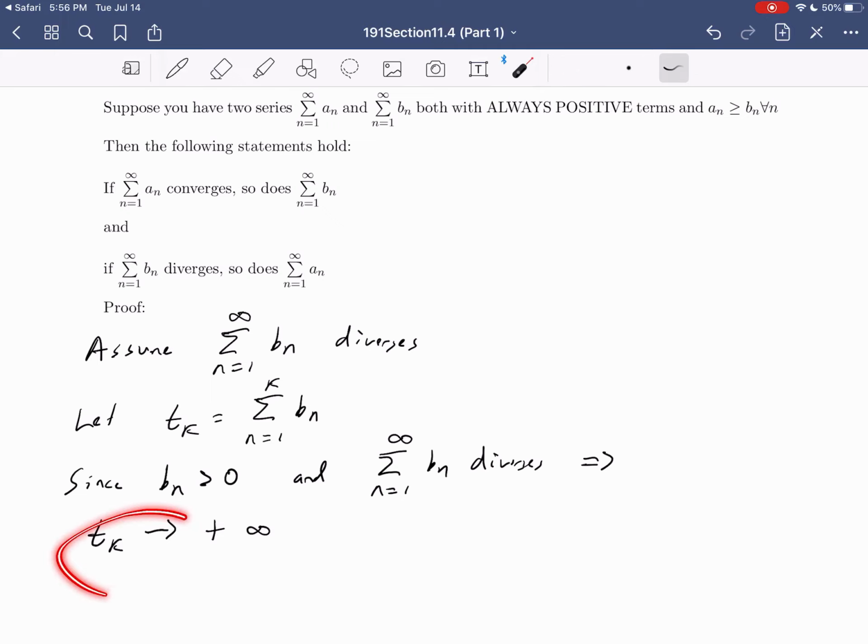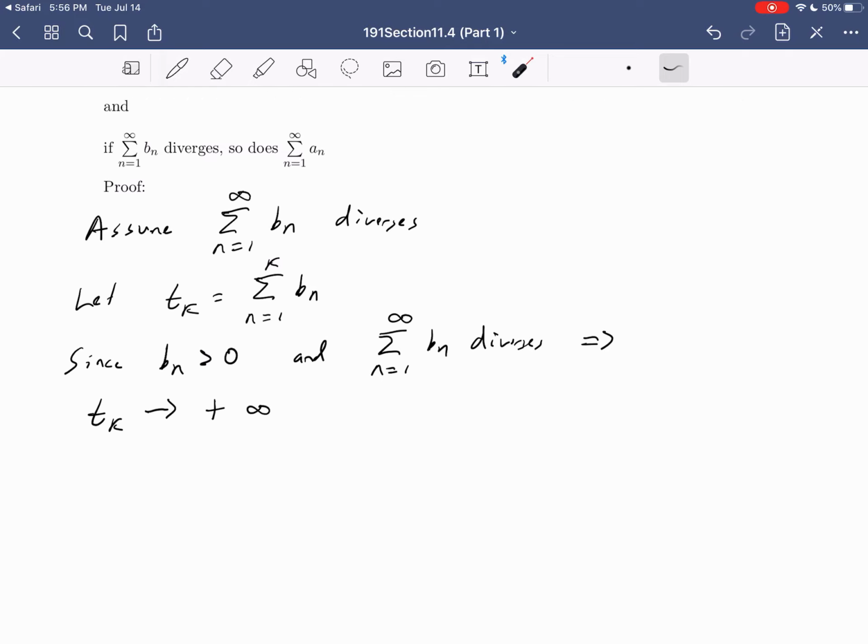Well, how do we know that? Well, again, if the B sub n's are always positive, then as you're adding things, it's just getting larger and larger. It can't be headed to negative infinity, and it can't be oscillating, right? It can't be bouncing up and down because it's always just increasing. So if you're always increasing but you diverge, there's only one place you could be headed, and that's positive infinity. So we know T sub k is headed to positive infinity.